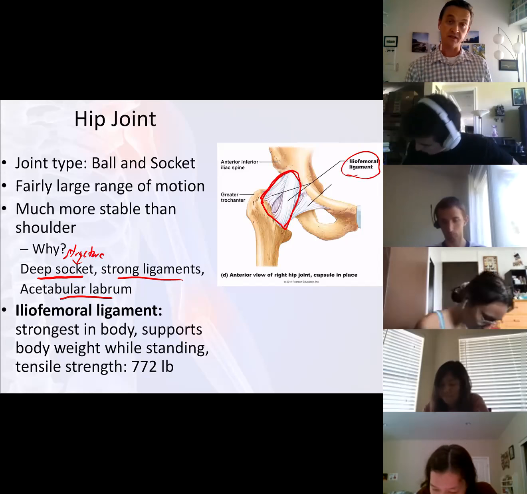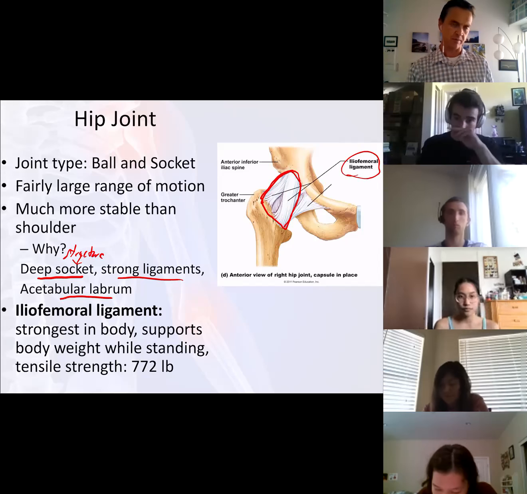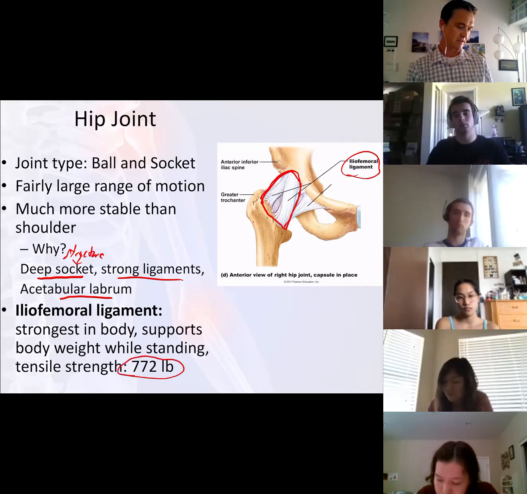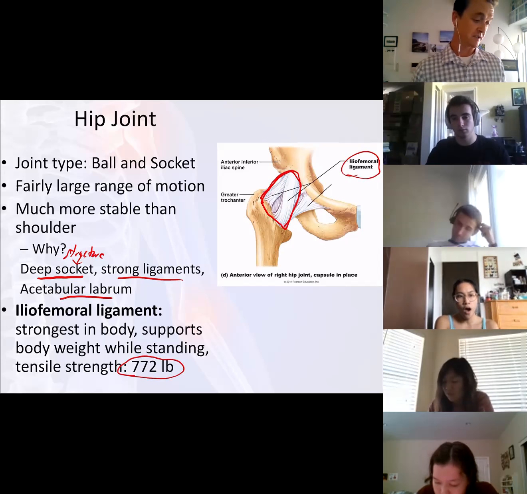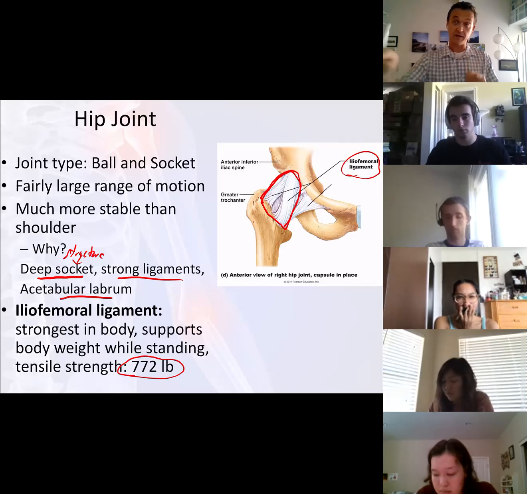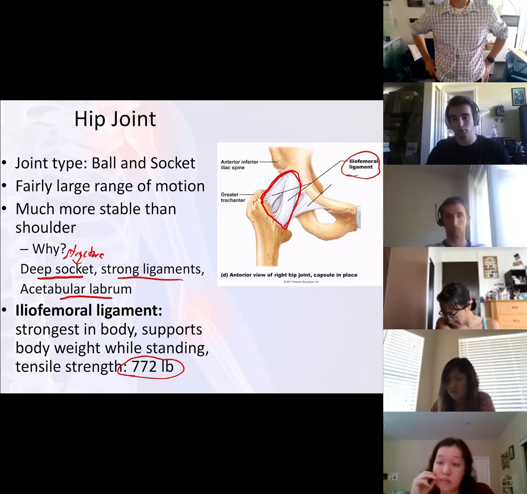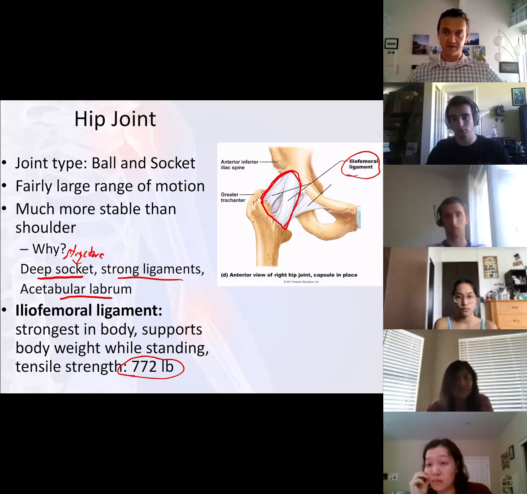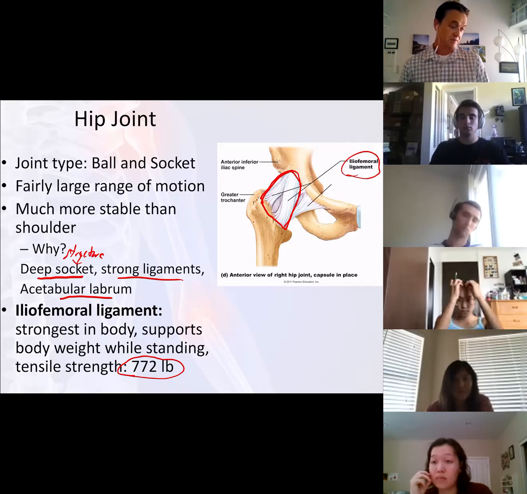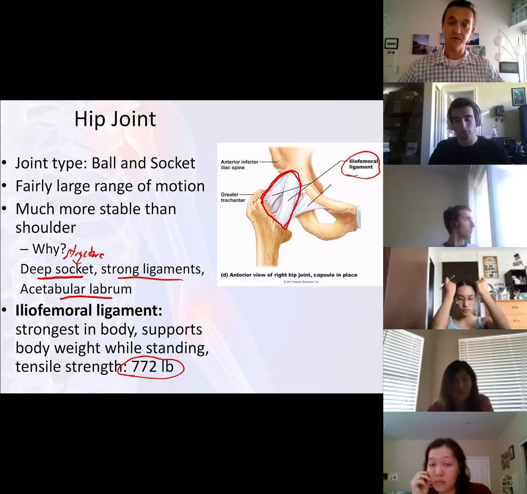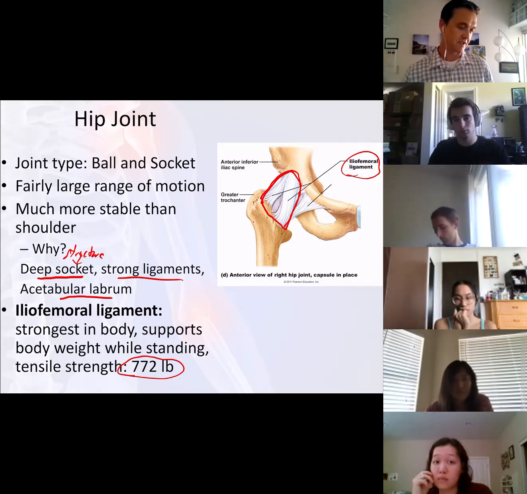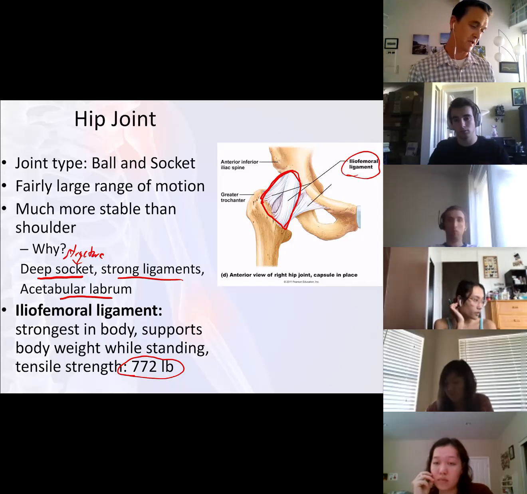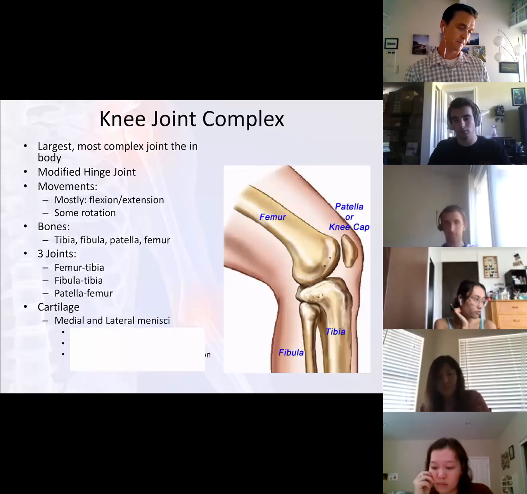And it's the strongest ligament in the body. This was the one I was trying to remember the number of last time in class, but its tensile strength is about 772 pounds, right? And so it's really hard to sprain that guy. And when you're standing and you rock your hips forward, you can kind of rest on your hips when you do that. That's really what you're doing, is you're putting pressure on that iliofemoral ligament, and it's pretty much just holding up your weight when you rock your hips forward with your hands on your hips there. So incredibly strong ligament there.